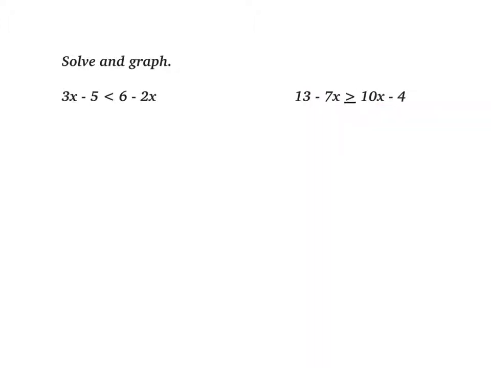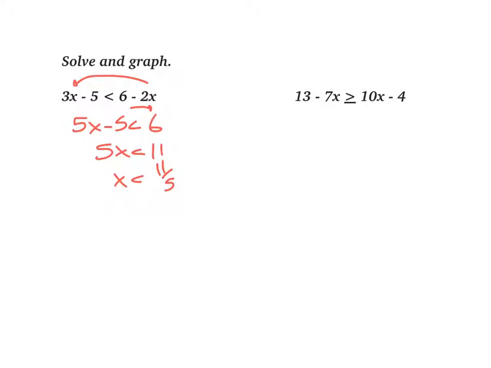So this one says solve and graph. I'm going to take the inequality and solve it just like an equation. I'm moving the 2x over there, make it 5x minus 5 is less than 6. Move the 5 over there. That's going to be 11. Divide by 5, we get x is less than 11/5. And that's what it looks like when you solve it.